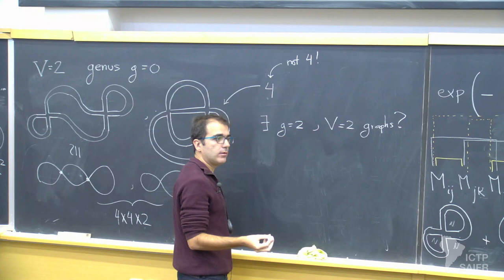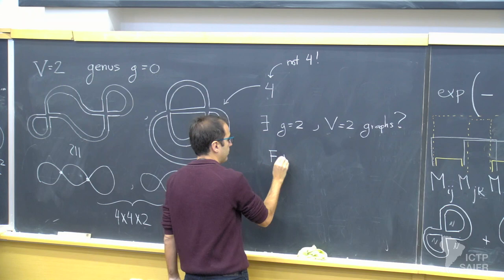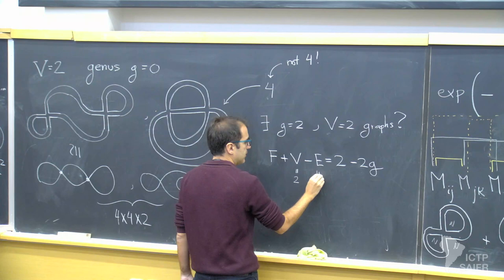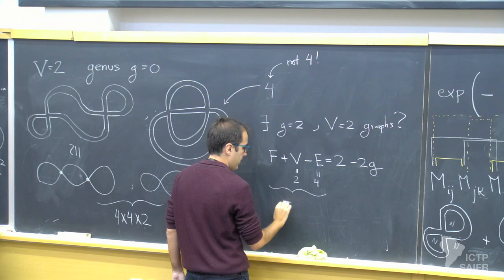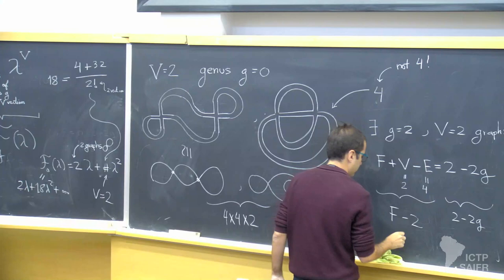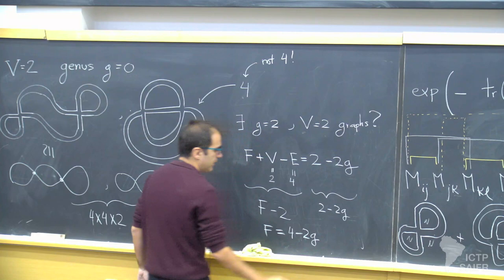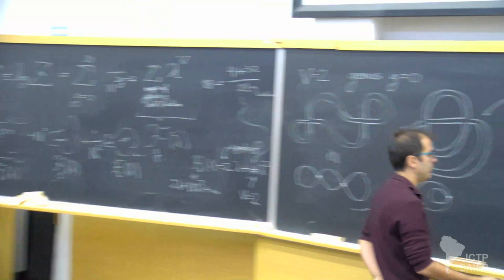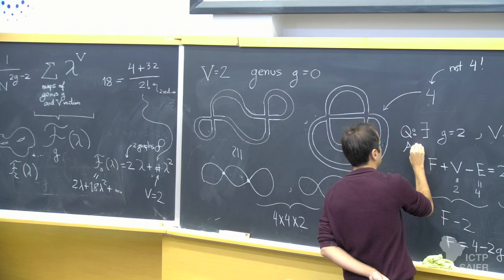Yeah, so let's check. So we know that number of faces plus vertices minus edges needs to be 2 minus 2g. So if vertices is equal to 2, edges is equal to 4, this is F minus 2, and this is 2 minus 2g. And so F is equal to 4 minus 2g. So the maximum genus can be is 0 or 1. If genus is 2, I get 0 faces. It's already impossible. Right? So the answer is therefore no. Okay, so this is the question, and the answer is no. So only genus 0 and genus 1.